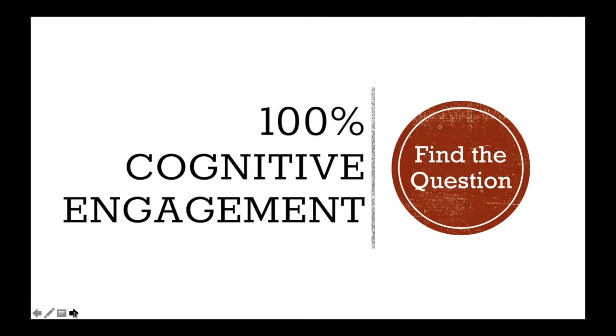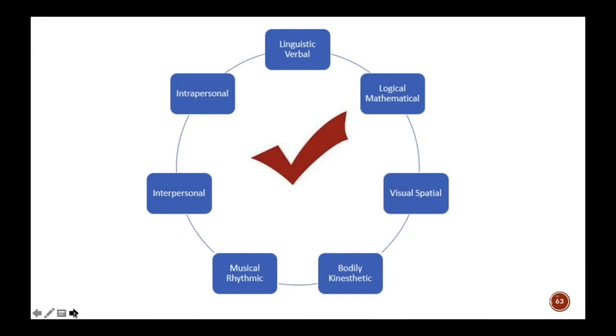Find the Question. Here's what it does. It's linguistic, it's logical, it's visual spatial, it involves bodily kinesthetic, large muscle movement, it's interpersonal and intrapersonal. The only one on this list that is not involved is musical rhythmic. I encourage you to try this one out. It's a great amount of fun for your students.